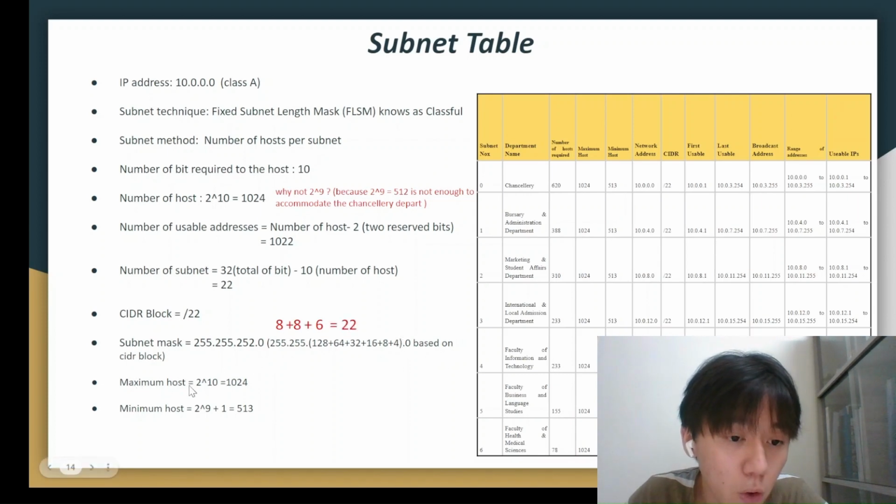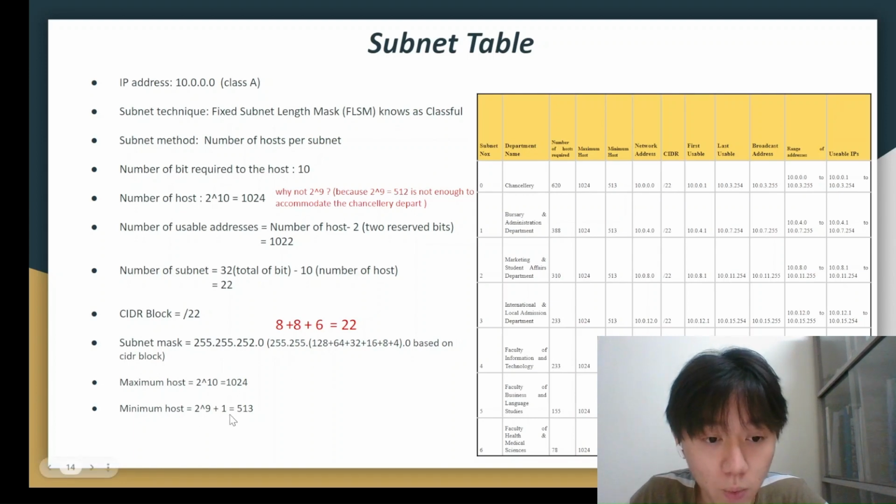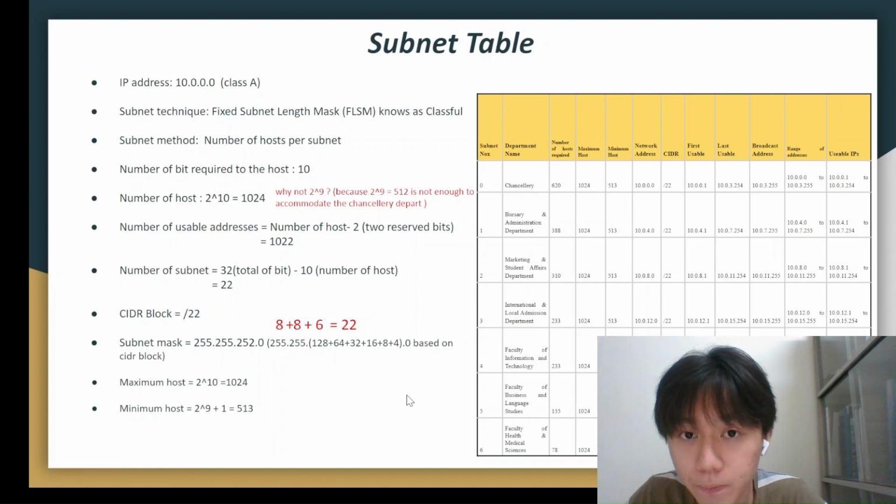Then the maximum host uses 2 to the power of 10, which is 1024 minus 2, so here it is almost the same as the number of hosts. And the minimum host uses the bits that you borrowed in the previous one, which is 2 to the power of 9, and you plus 1, you get 513.